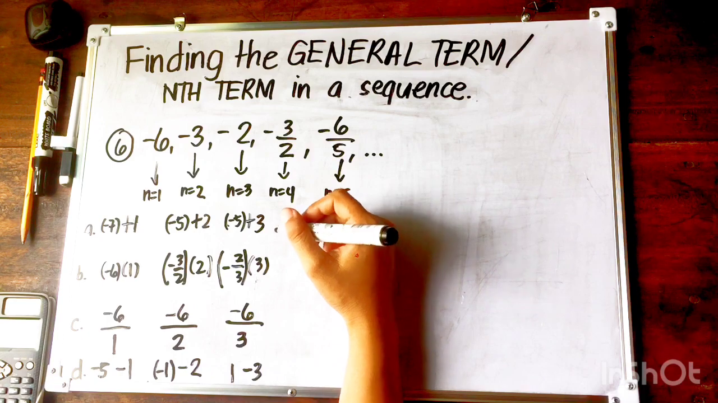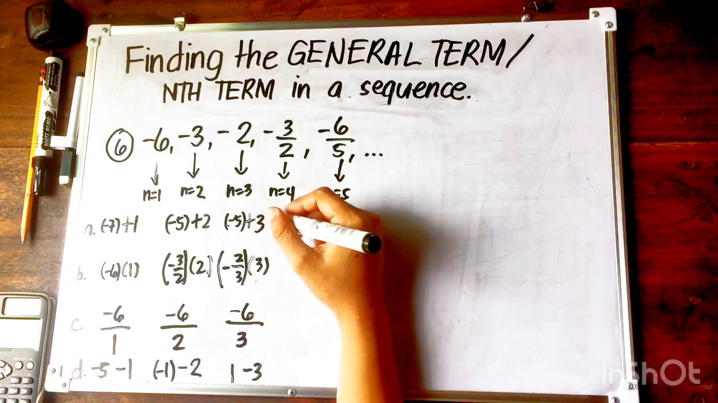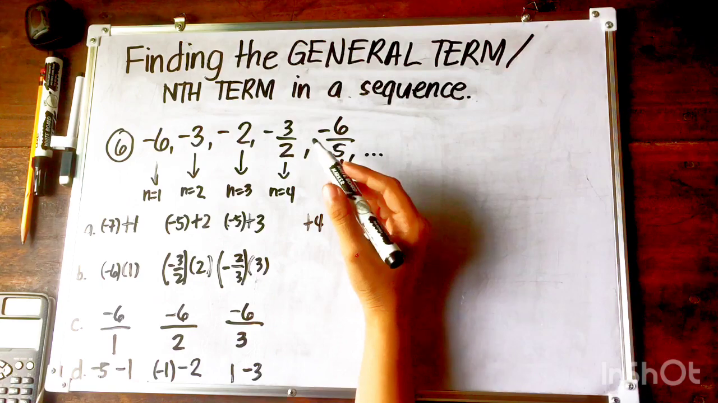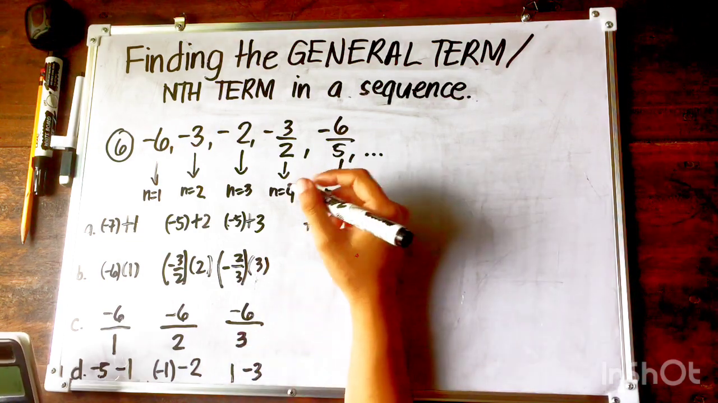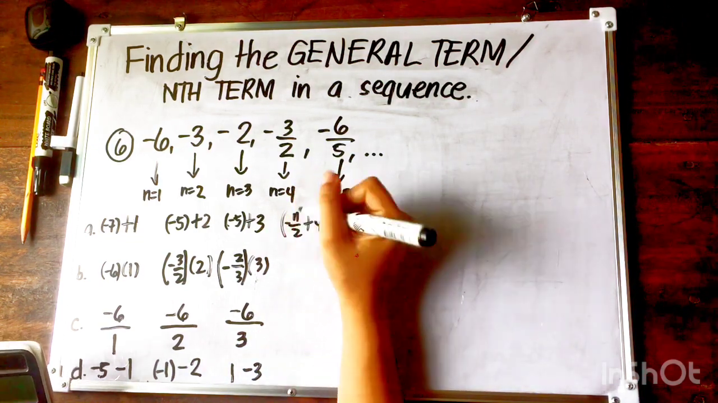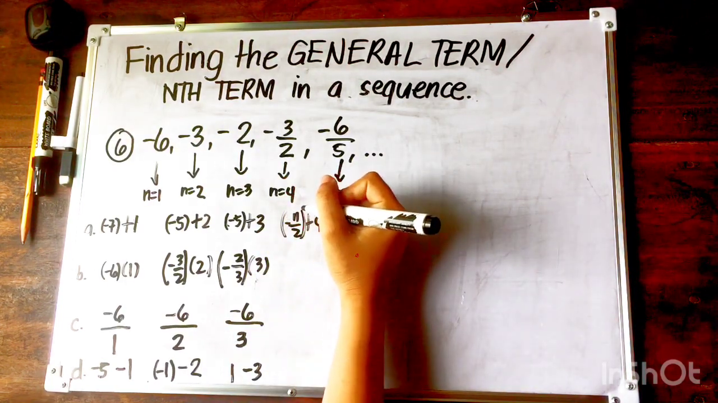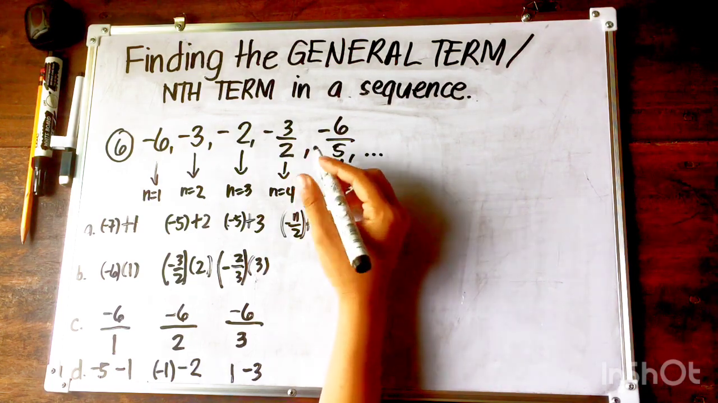Tingnan natin kung saan ba yung may pattern among these patterns. So, kung n equals 4, ano i-add ko kay 4 para maging negative 3/2? So, that is negative 11/2. Negative 11/2 plus 4 is negative 3/2.